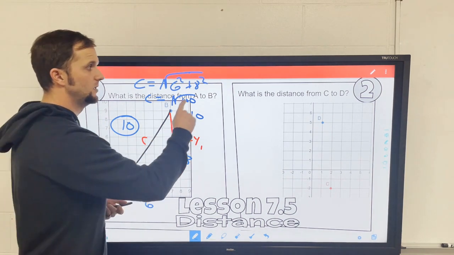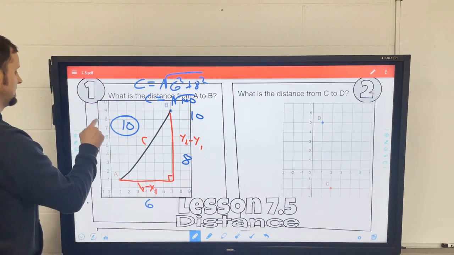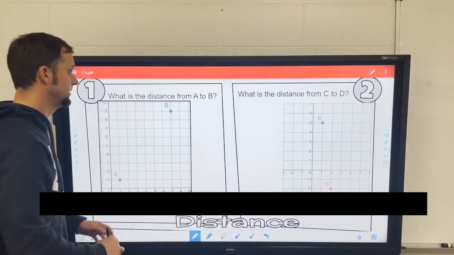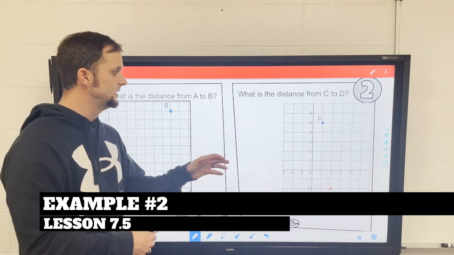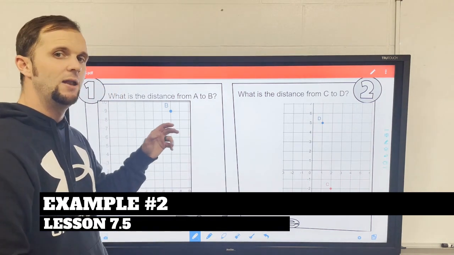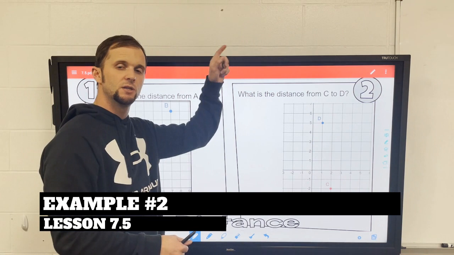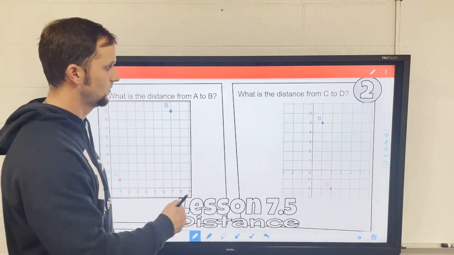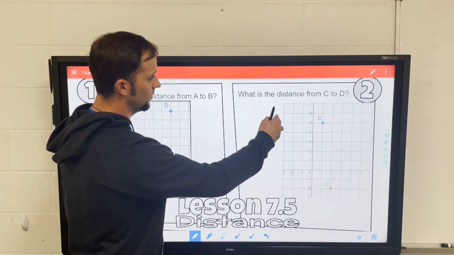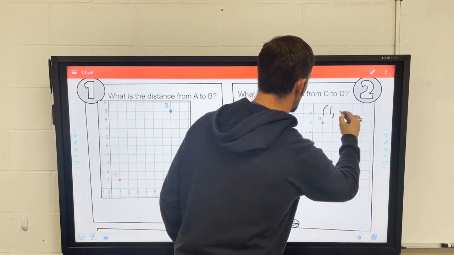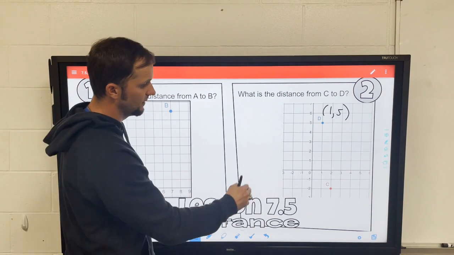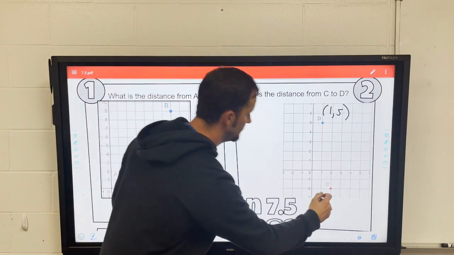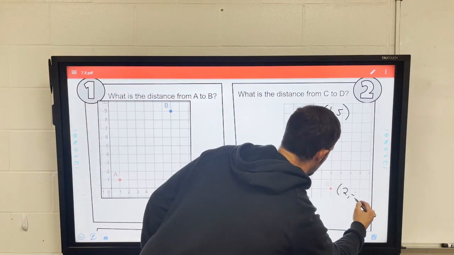Now I'm going to show you how to do it using the points. Let's look at example number 2. It says, what is the distance from C to D? Since I'm finding the distance, I'm going to use the formula up top. The first thing I need to do is figure out my coordinates. D has the coordinates 1, 5, so D is 1, 5. And the coordinates for C are 2, -2.